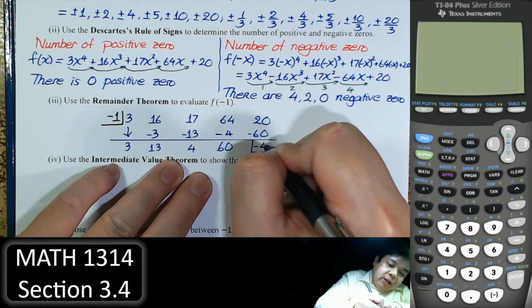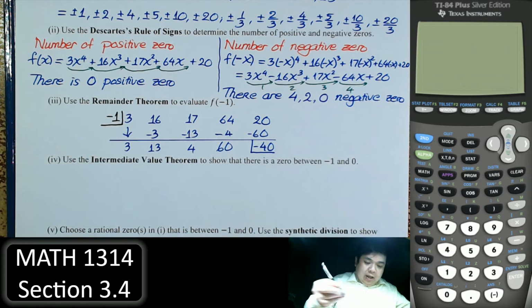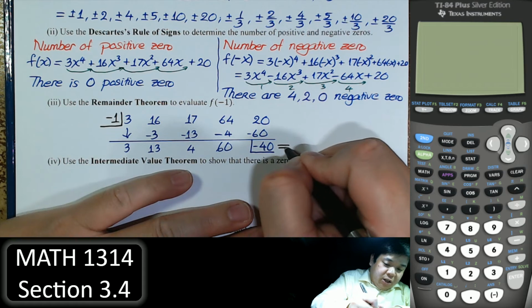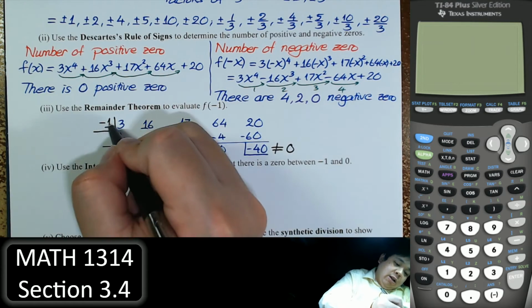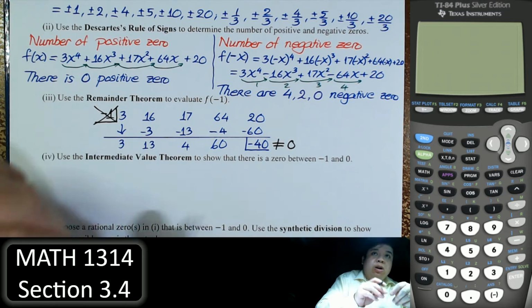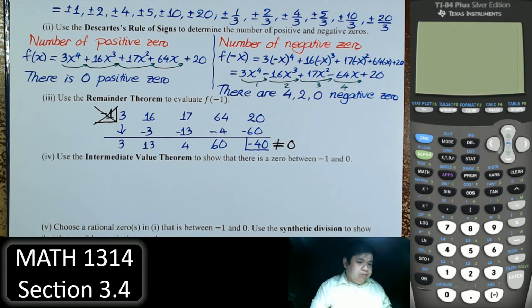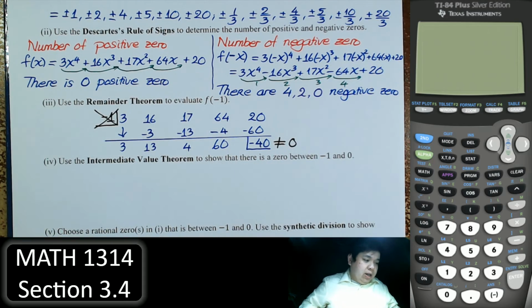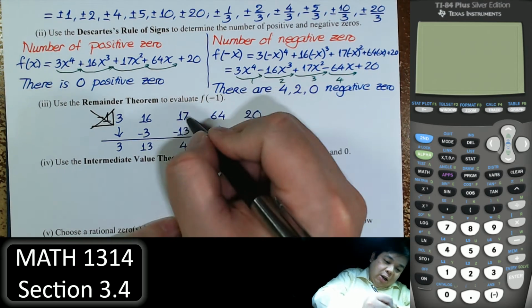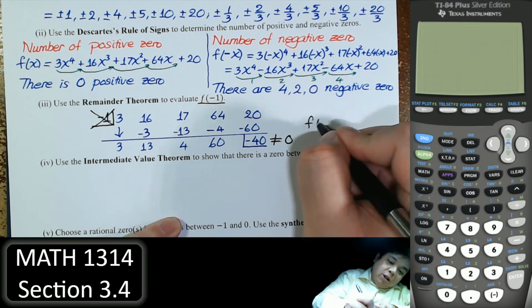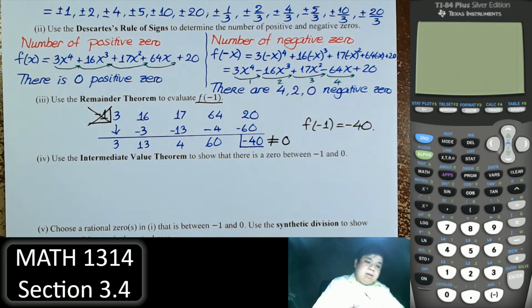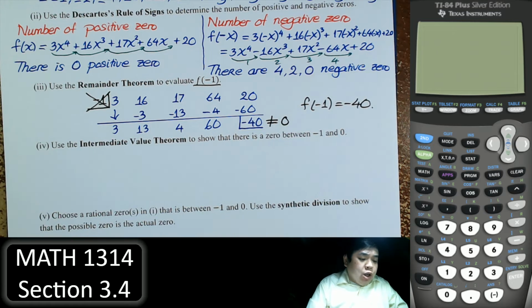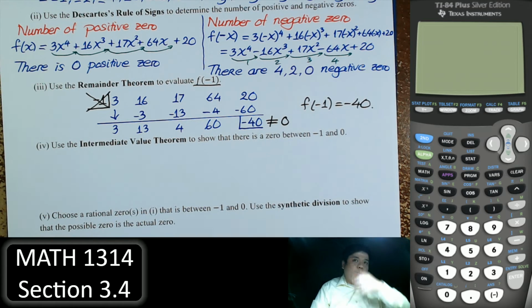negative 40. Right? If the remainder is not equal to 0, the value of the function is not equal to 0, therefore that is not a zero of the polynomial. What doesn't work? So by the way, in this case they want to evaluate f of negative 1, so we say f of negative 1 equal to negative 40.